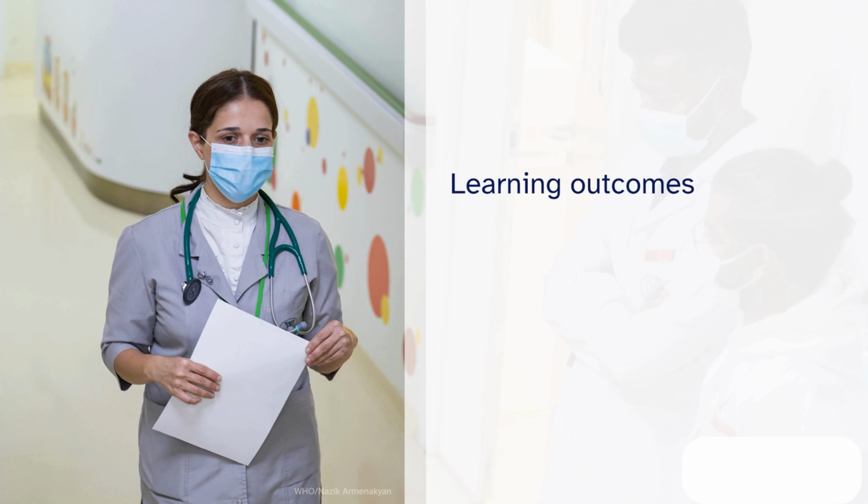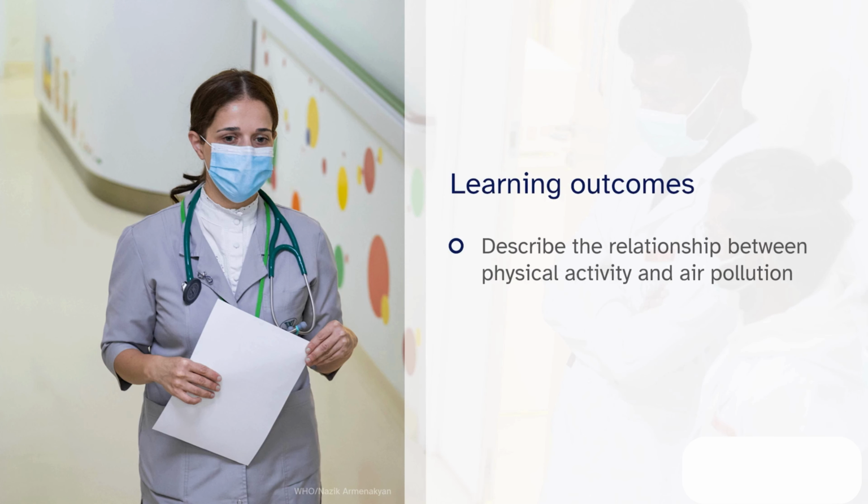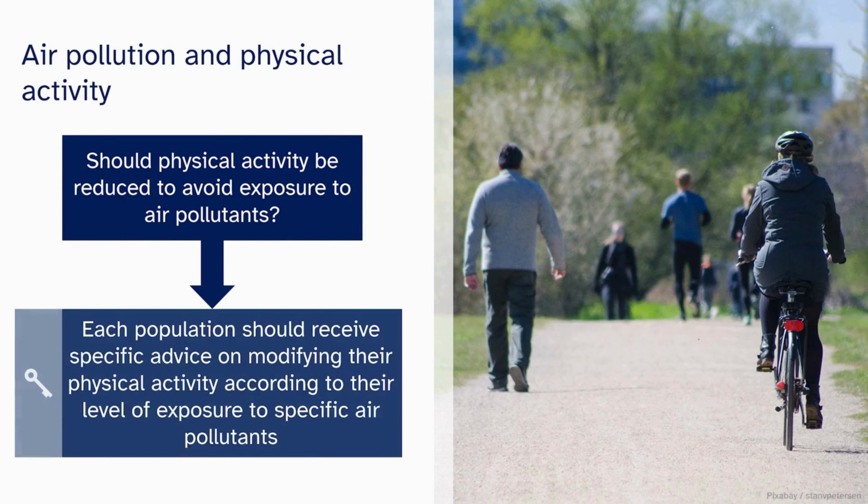By the end of this unit, you will describe the relationship between physical activity and air pollution. Staying indoors and/or reducing physical activity are standard public health precautions for reducing exposure when air pollution is elevated. However, this may not be possible for some individuals or groups. Each population, by age, sex, and health status, should receive specific advice on modifying their physical activity according to their level of exposure to specific air pollutants.